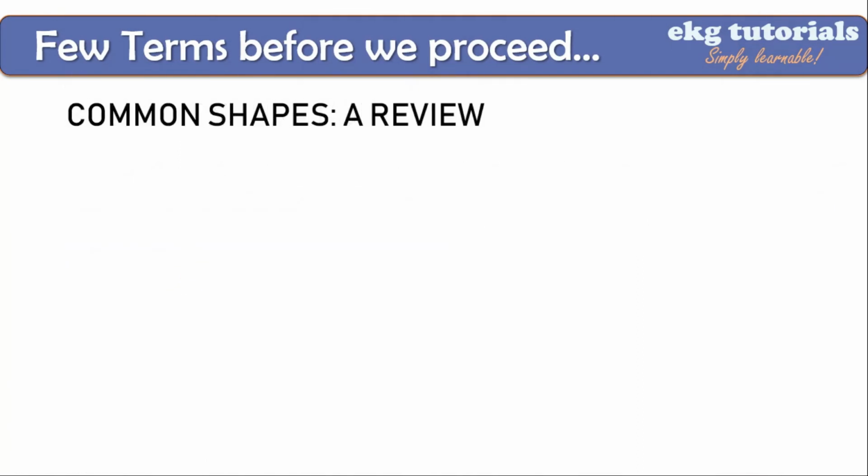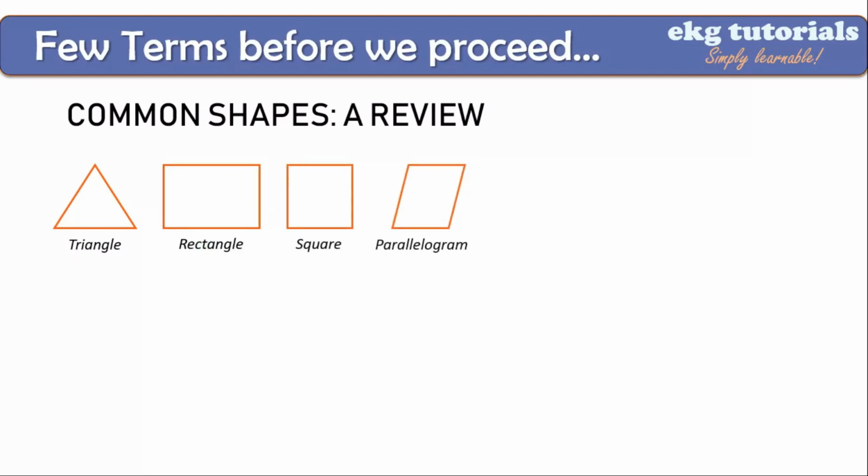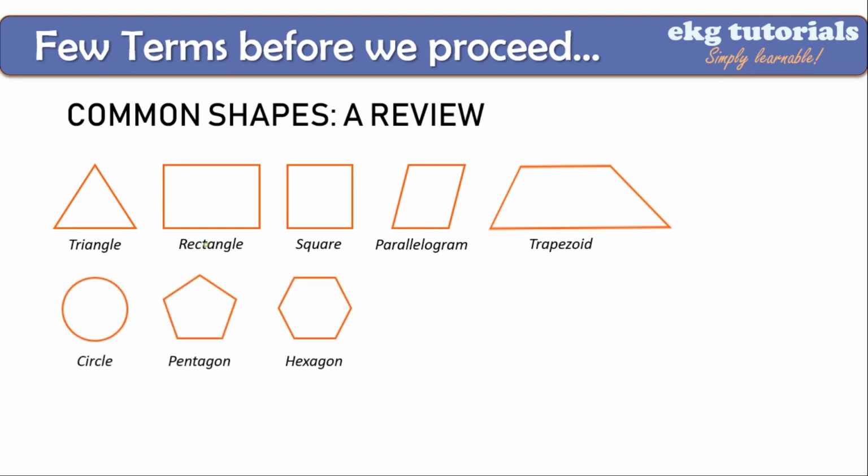Now, common shapes. Let's review first the common shapes. So we have a triangle, the different quadrilaterals. Then we have the circle and all other flat surfaces.